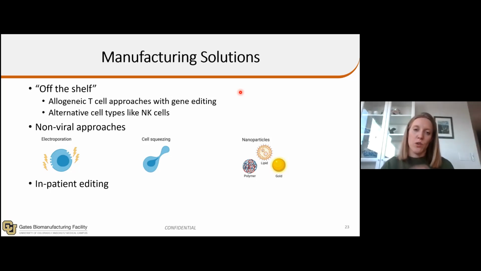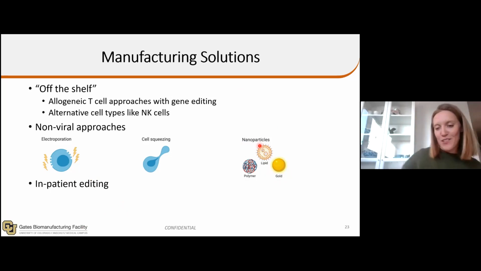nanoparticle approaches. I think the nanoparticle approaches are really interesting because that's where you start to think about a concept like in-patient editing, where you could actually coat a nanoparticle with a protein that would allow it to home to the T cells within a patient, get into it and actually edit the cells, but that's a long way off. So we still have job security at a cell manufacturing facility.